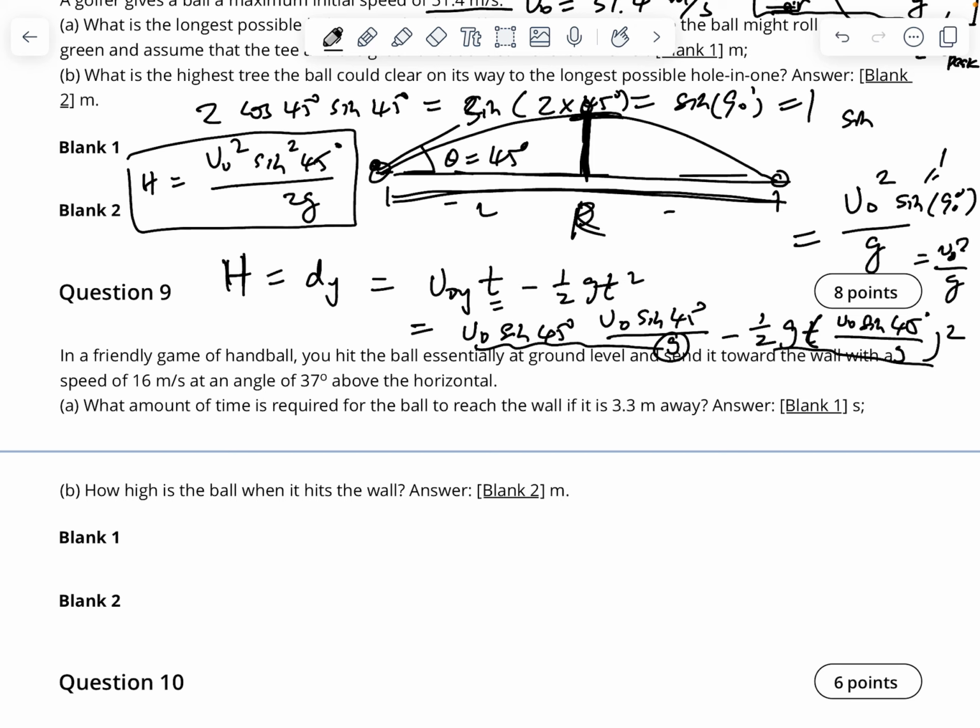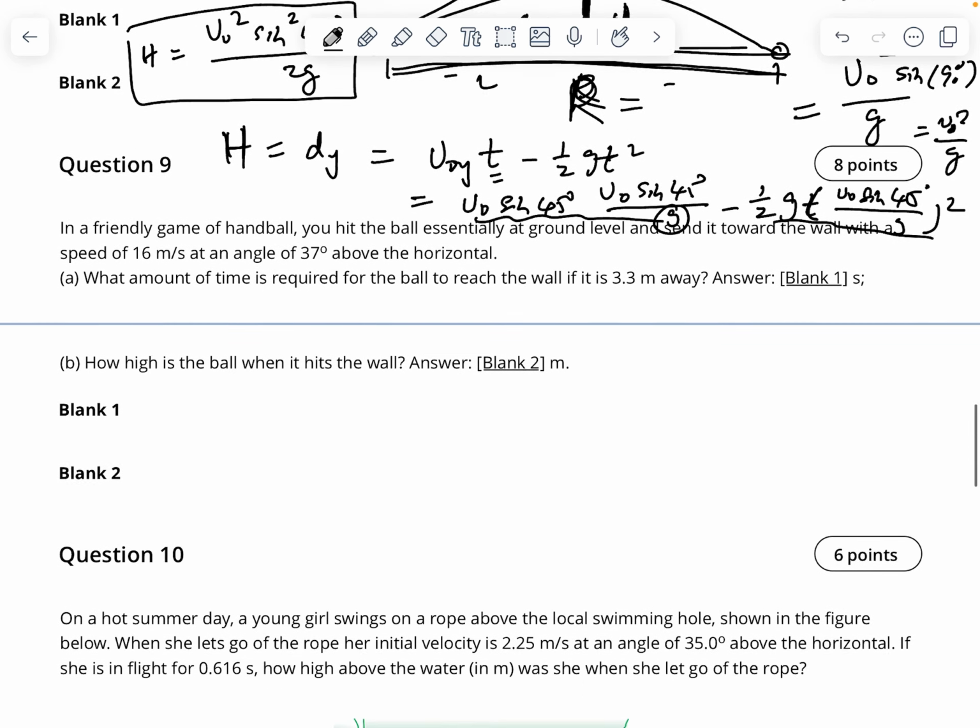When we talk about the general range, general launch angle, you have R, which is called the range. Then you have the peak, how high you can go. All right, so just two equations, which are the useful ones.